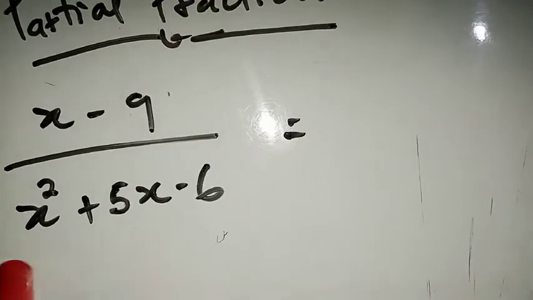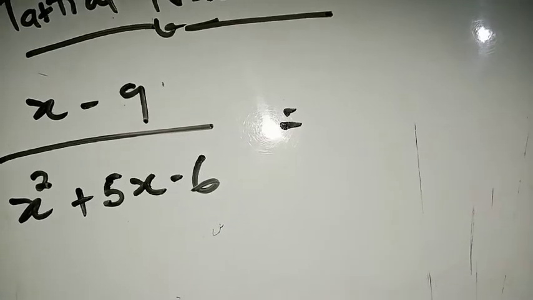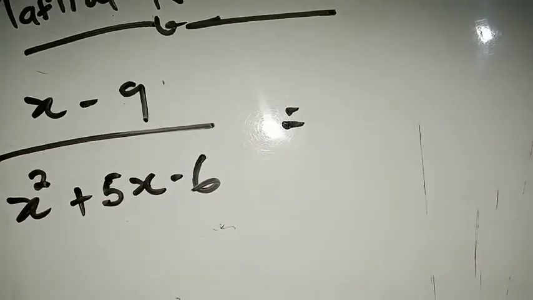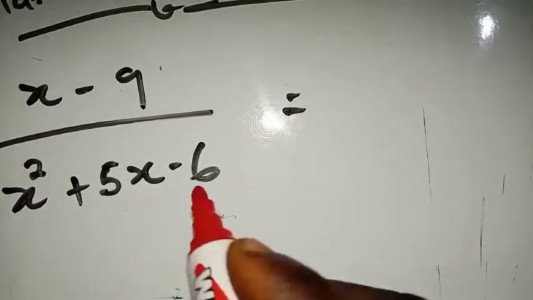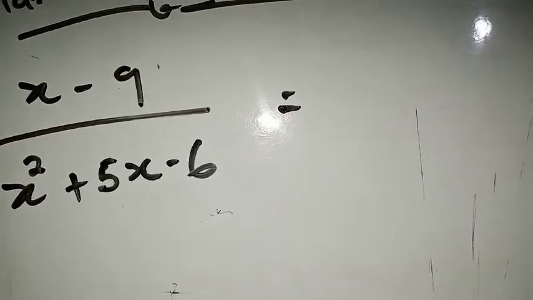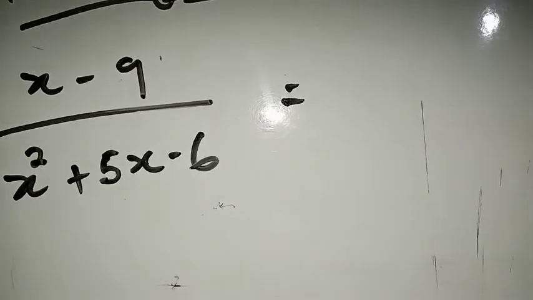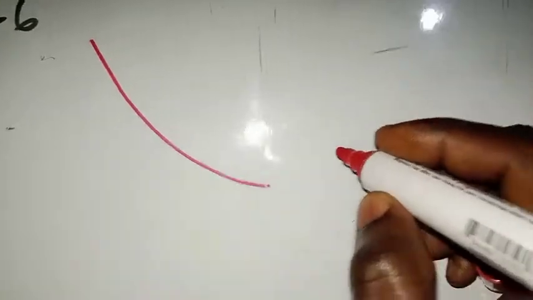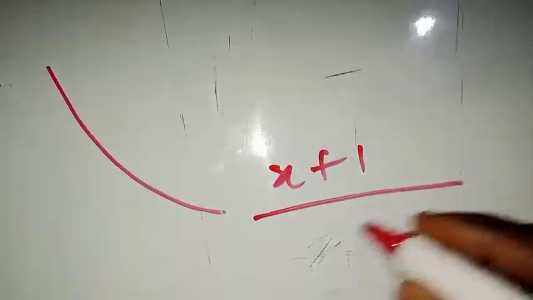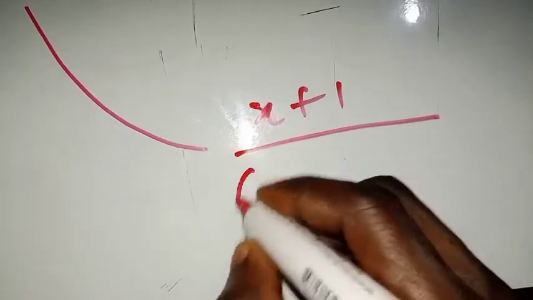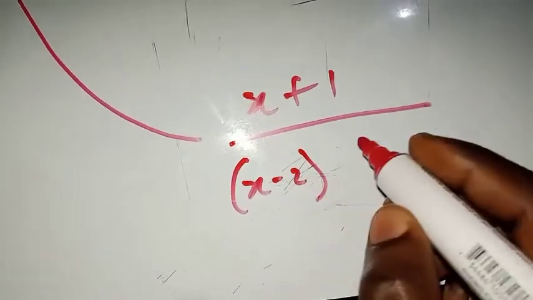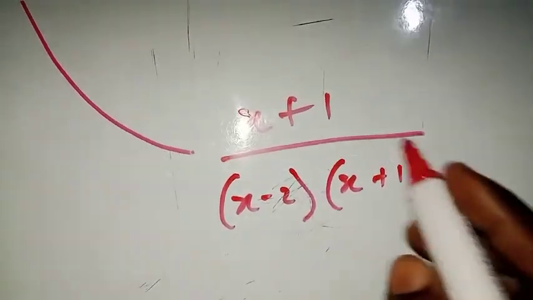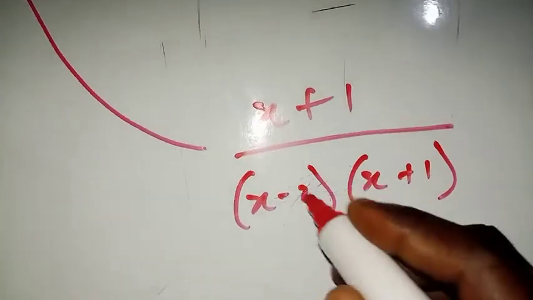The most important thing is that you must know what is at the denominator, right? What is at the bottom here is the most important thing. Here we have a quadratic. For you to know how to solve this, you must have the idea on how to solve something like 1 over x plus 1, and then, assuming what you have at the bottom is x minus 2 and x plus 1, something like this.